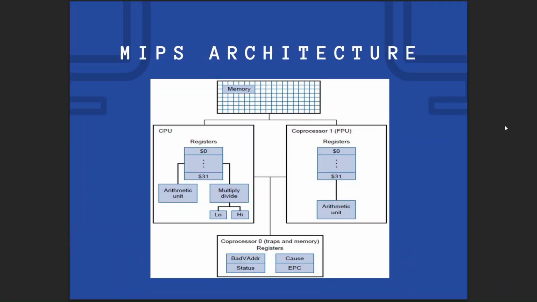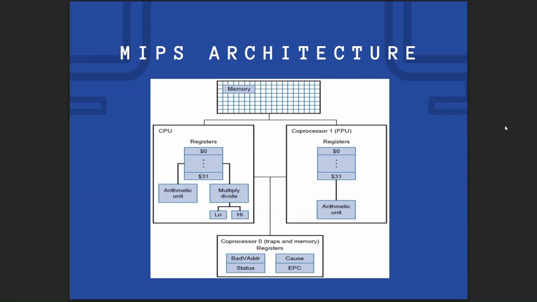Now we move from general RISC principles to a specific example, the MIPS architecture. MIPS is Microprocessor without Interlocked Pipeline Stages. It is a RISC architecture developed in the 1980s by Stanford University and later commercialized by MIPS Computer Systems. MIPS is a classic RISC implementation that perfectly illustrates the concepts we have been discussing.